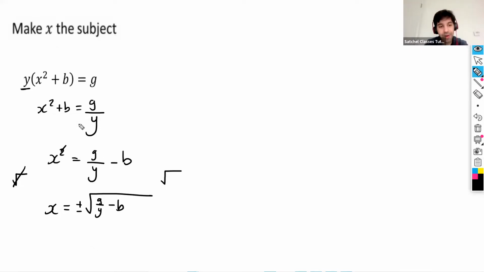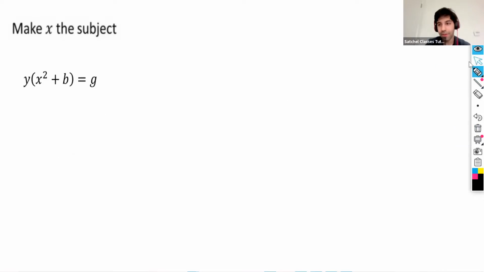So you have to be very good at rearranging equations and understanding inverse operations when you are rearranging. So here, the inverse of adding b is subtracting b. The inverse of squaring is square rooting. The inverse of multiplying by y is dividing by y. So you have to be very good at your rearranging and inverse operations.